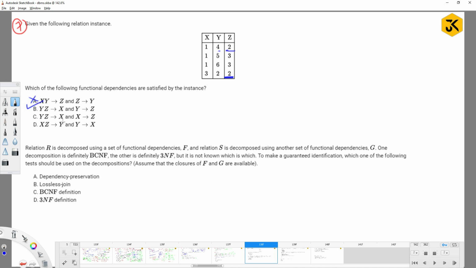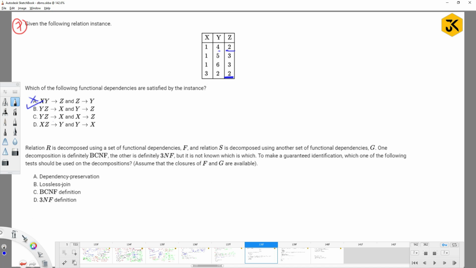So what about option C? YZ determines X. Okay, YZ is unique. What about X determines Z? No, X is same, Z will be modified. So I think it is very clear for you. Right? Option B is the correct one.